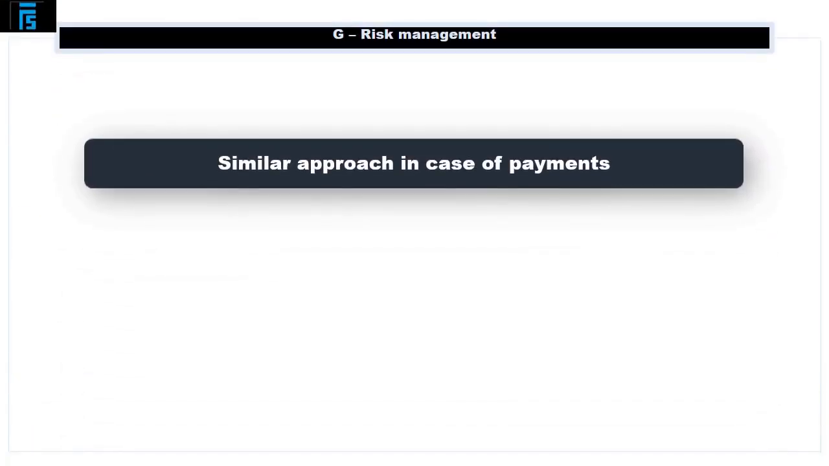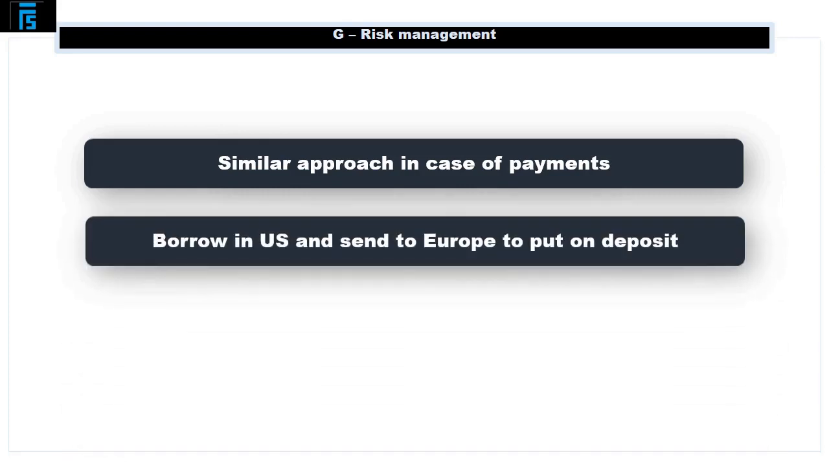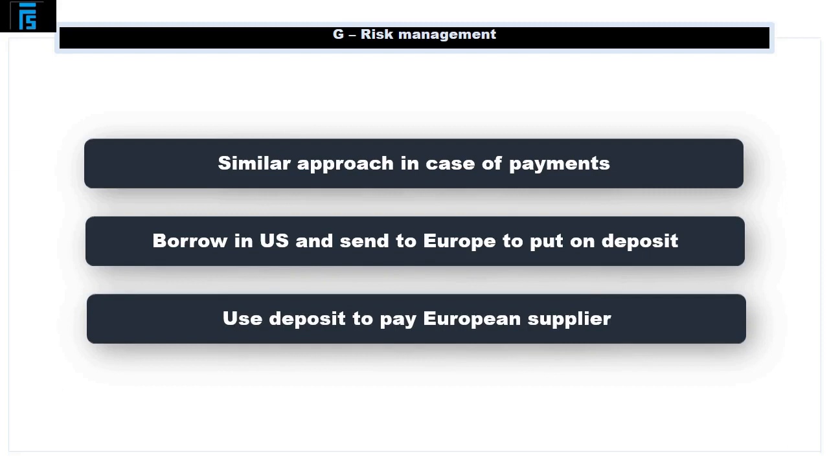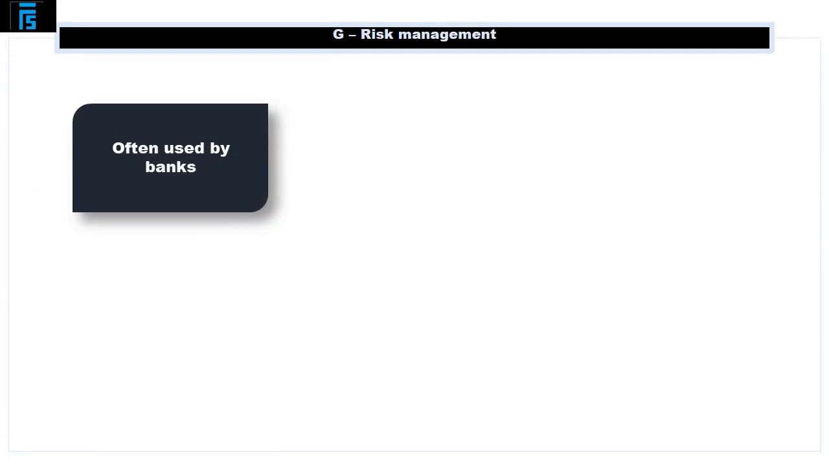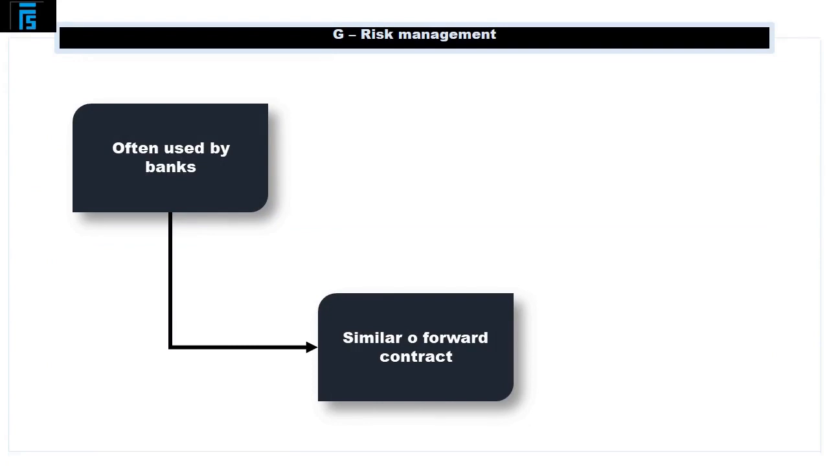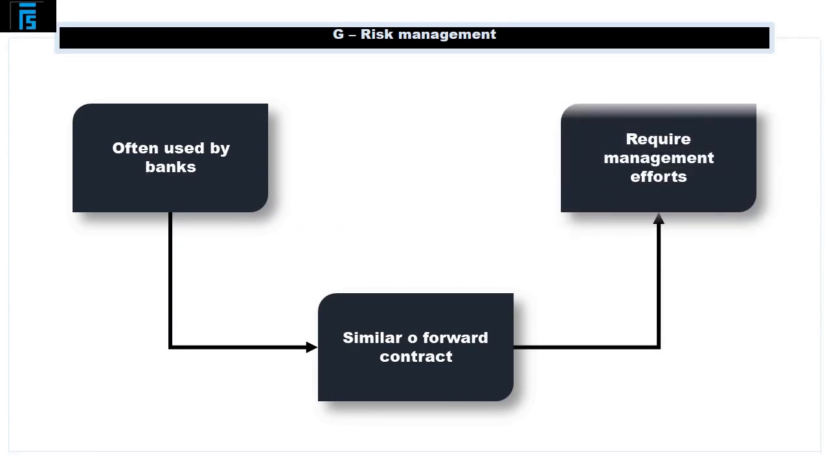A similar approach can be used to hedge payments to an overseas supplier rather than a receipt from an overseas customer. The only difference is that the money would be borrowed in the US and sent over to Europe to put on deposit there. This deposit would then be used to pay the European supplier in 3 months' time. Money market hedges are often used by banks and in many ways achieve a similar result to a forward contract, perhaps with a bit more flexibility. However, they require management effort to set up overseas deposits and loans, which may not be easy in all cases.